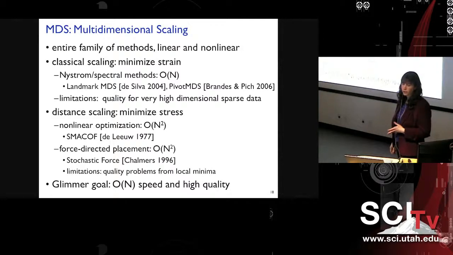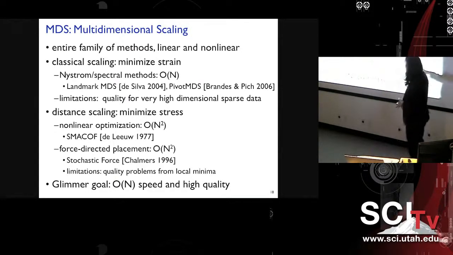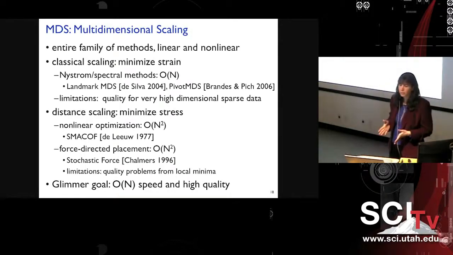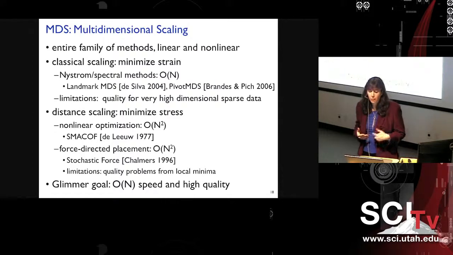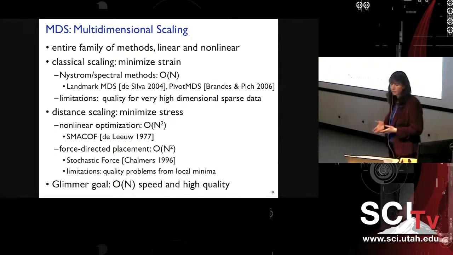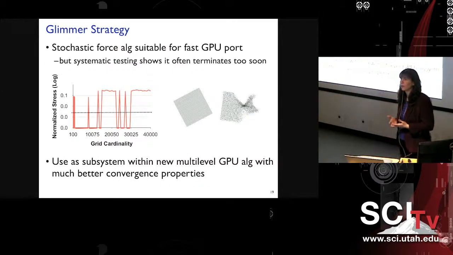These were also roughly n-squared, but they also ran into some quality problems of getting stuck in local minima. So what we wanted to do was try to combine the best of both worlds, where we could have an algorithm that was linear in the number of points and was both high quality and high speed. I'm not going to go into huge amounts of detail about it in this talk. I'm just giving you a little taste.